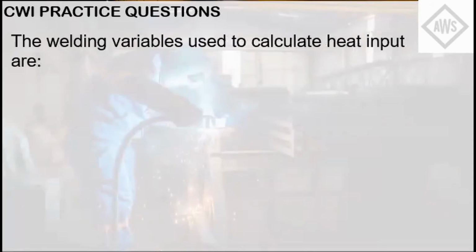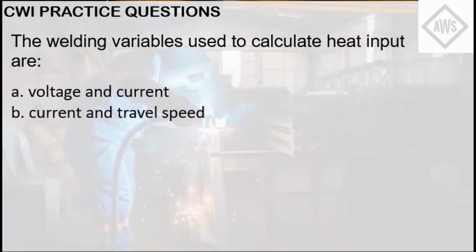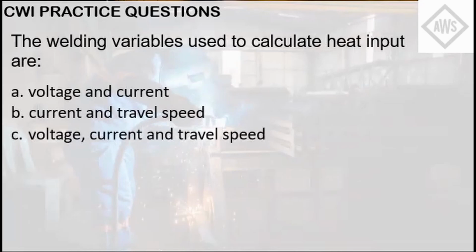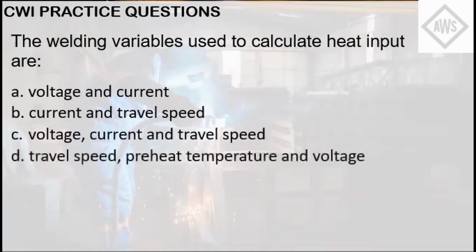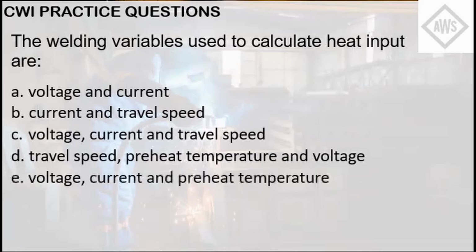Next question. The welding variables used to calculate heat input are letter A, voltage and current, letter B, current and travel speed, letter C, voltage, current, and travel speed, letter D, travel speed, preheat temperature, and voltage, letter E, voltage, current, and preheat temperature. Voltage, current, and travel speed affect the heat input, which is the answer here, letter C. Voltage is the amount of electricity induced in the base metal.